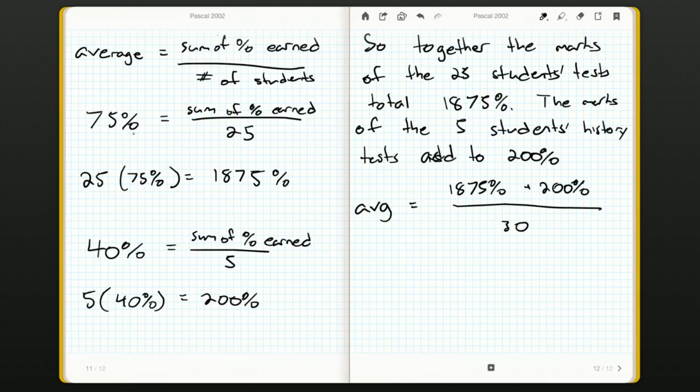We couldn't just add 75 and 40. You can't just add averages. You have to work out the total amounts, add those, unless you're willing to weight the average. But we can add these, 2,075%, all over 30, and we can grab our calculator. 2075 divided by 30, and we get 69.166 repeating, and we keep that percent in there.